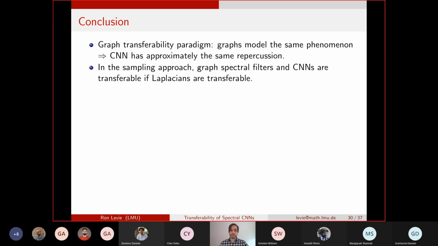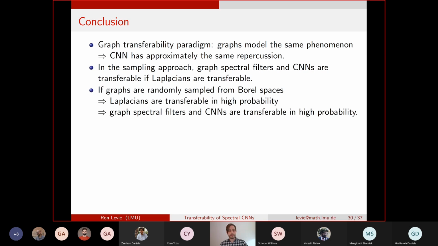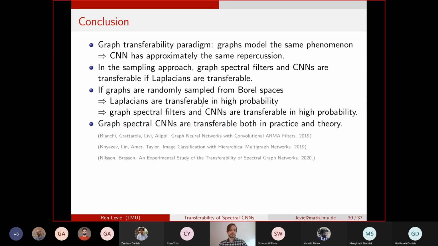In the sampling approach, graph spectral filters and convolution networks are transferable if Laplacians are. Is it reasonable to assume that Laplacians are transferable? Yes. If graphs are randomly sampled from Borel spaces, then graph Laplacians are transferable, and then convolution networks are transferable. We proved it in theory, and there are papers that show it in practice. And there is also this experimental study, which is more extensive.